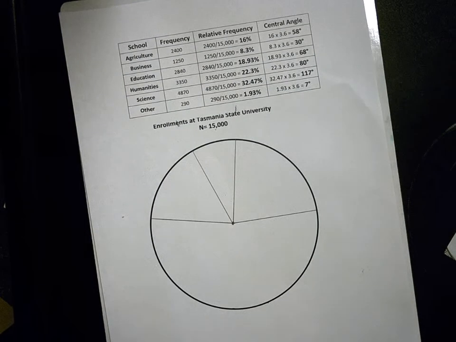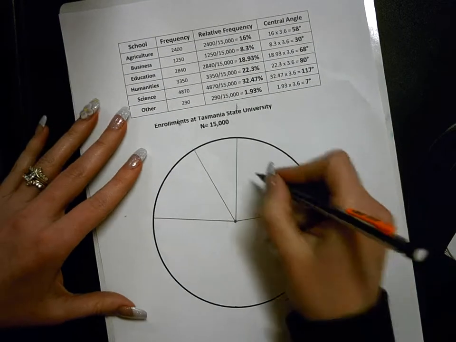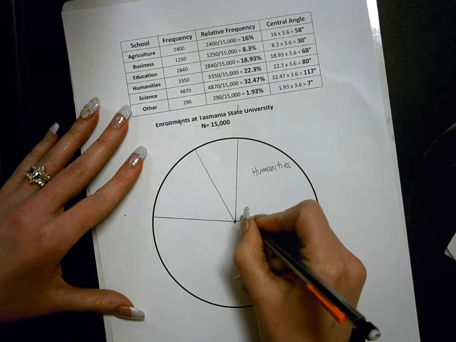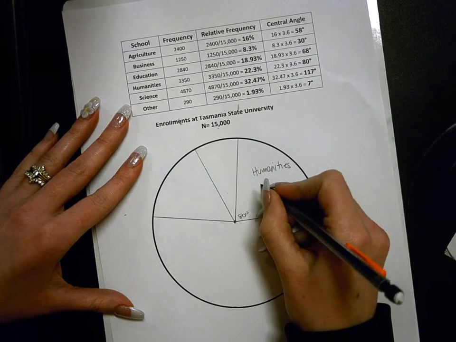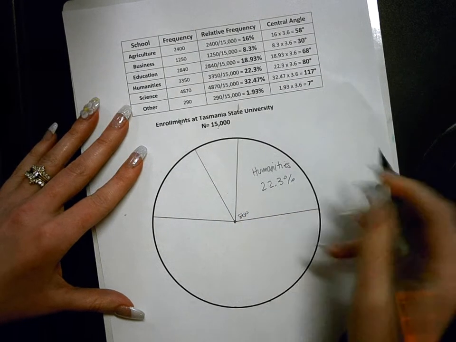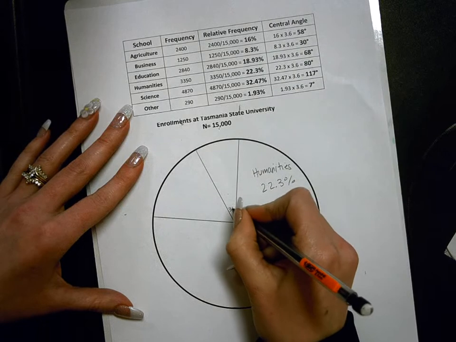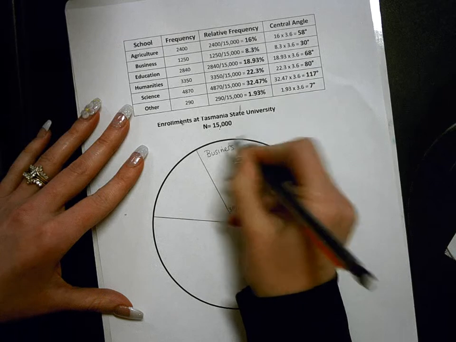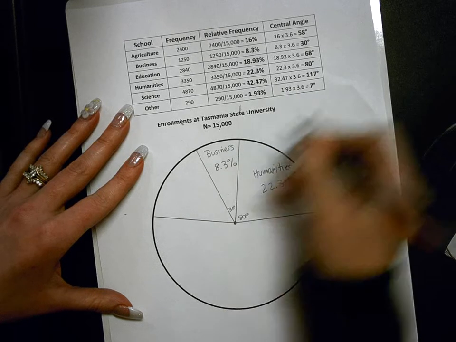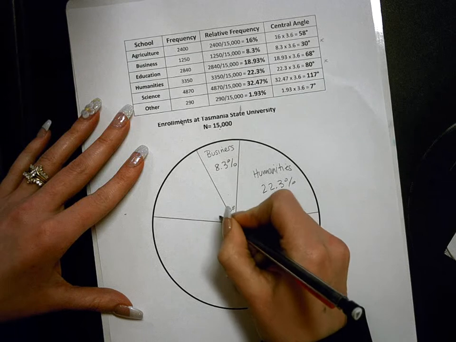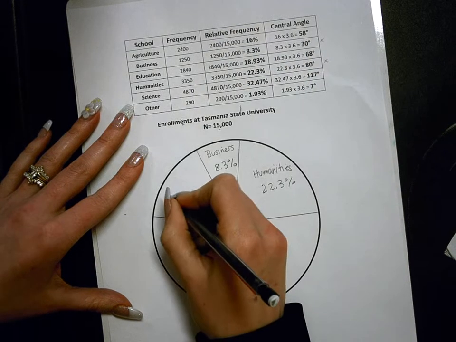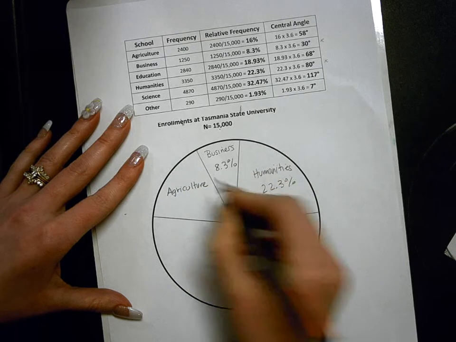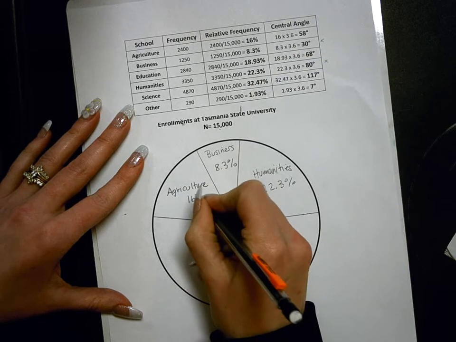And then label. So 80 degrees is humanities. It has a central angle of 80 degrees and it is 22.3%. The next one was the 30 degrees. That was business for 8.3%. And then we did the 58 degrees, which was agriculture, for 16%.